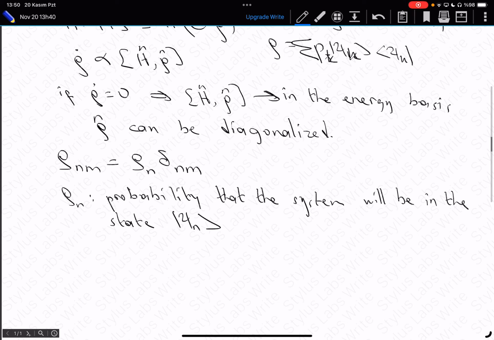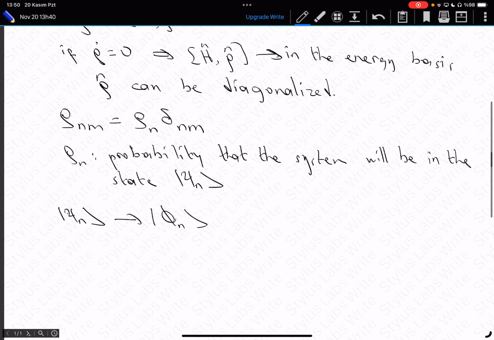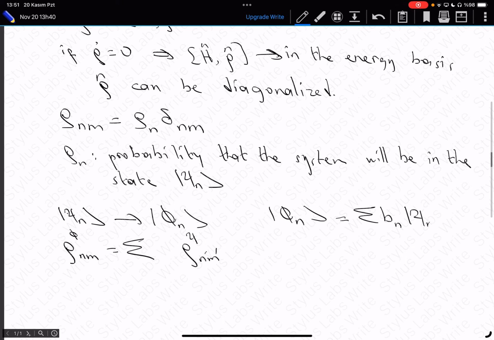Now, in general, of course, even if it's diagonal in the energy basis, if you go to another basis it won't be diagonal. So if you make a change of basis, let's say from psi_n to phi_n, rho in the phi_n basis, rho'_nm, will be related to rho in the psi basis. Suppose that phi_n can be written in terms of the psi_n basis as a sum of b_n psi_n.